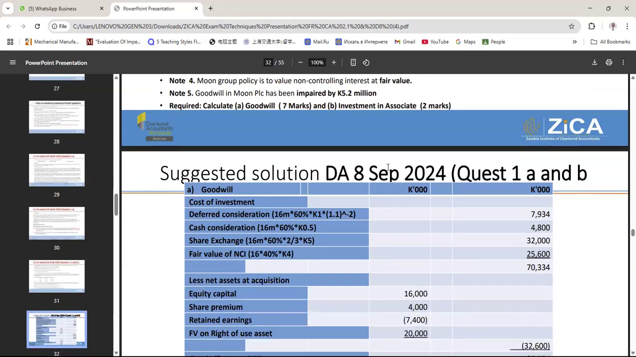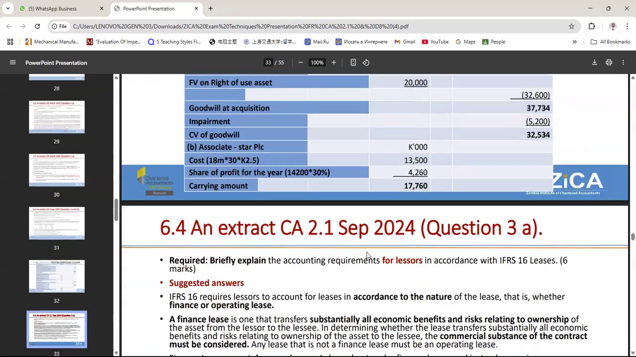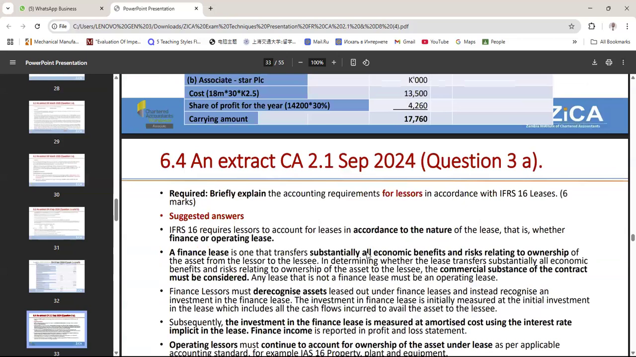So this is a suggested answer. This is very, very important. So we go through deferred, we are supposed to discount. Okay. It's an extract. When you go again to CA2.1 for 2024, if you check question 3, it was on leases. What's the message I'm giving you? IFRS 16 leases. It's one of the latest standards. It's highly examined. You are going to be entertained in the exam. So what's the message? In the remaining 2 weeks, go through IFRS 16.